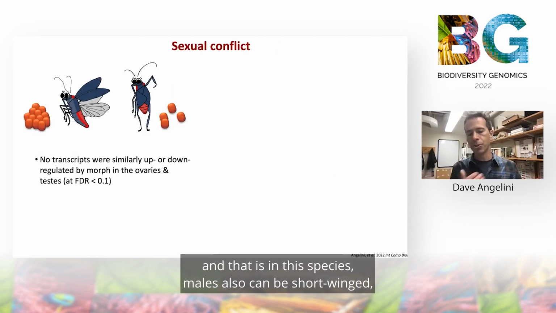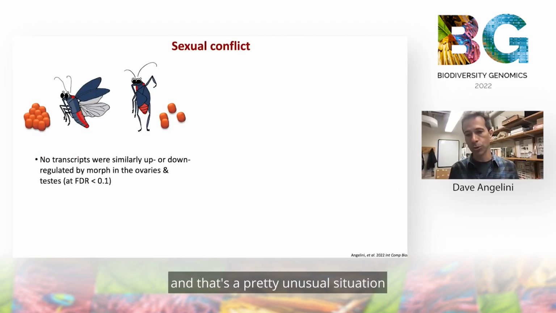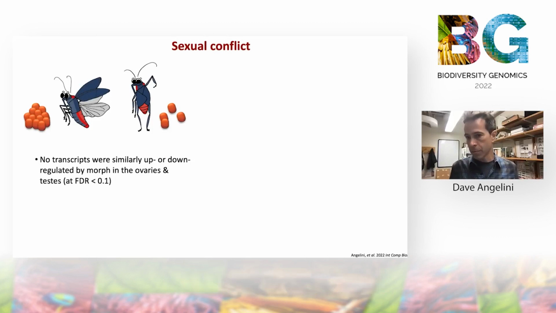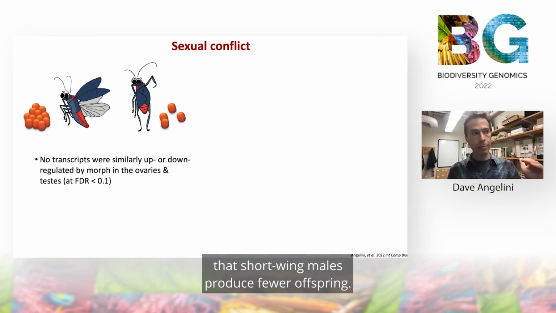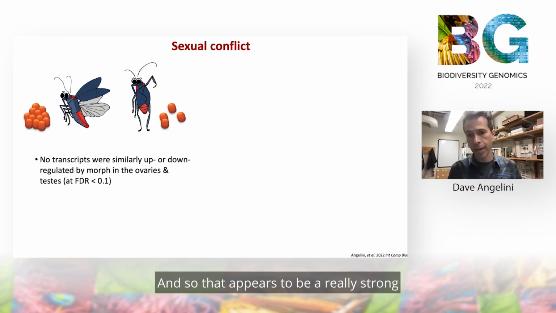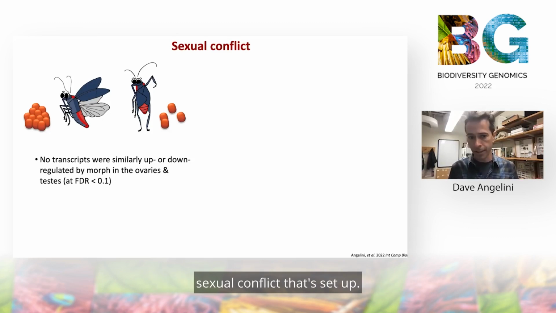All right, so related to this, there's another aspect of the biology here, and that is in this species, males also can be short-winged, and that's a pretty unusual situation for wing polyphenism in insects. And there's no obvious advantage to males being short-winged. In fact, in some populations, we actually see in crosses that short-winged males produce fewer offspring. And so that appears to be a really strong sexual conflict that's set up.